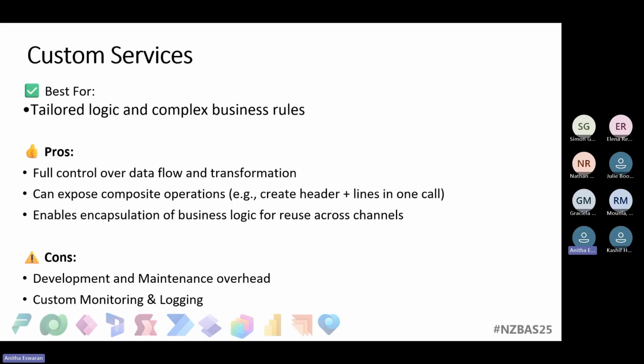There are so many advantages to using custom services. A few I have listed down. It gives full control over the data flow and transformation. What is the meaning of this? The developers can design exactly what they need, enabling the bundling of related actions. For instance, you want to create a sales order along with the header and the lines in one call. Then you can achieve it using custom services. That is what you can expose as a composite operation.